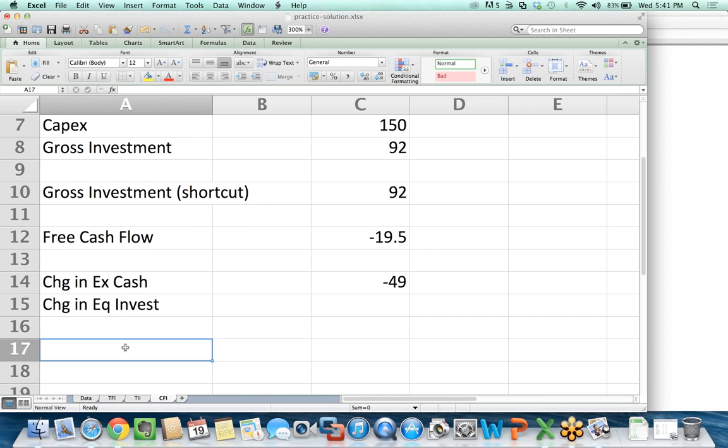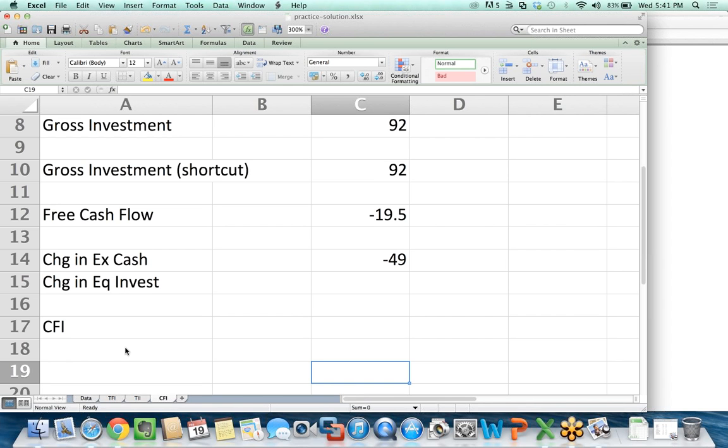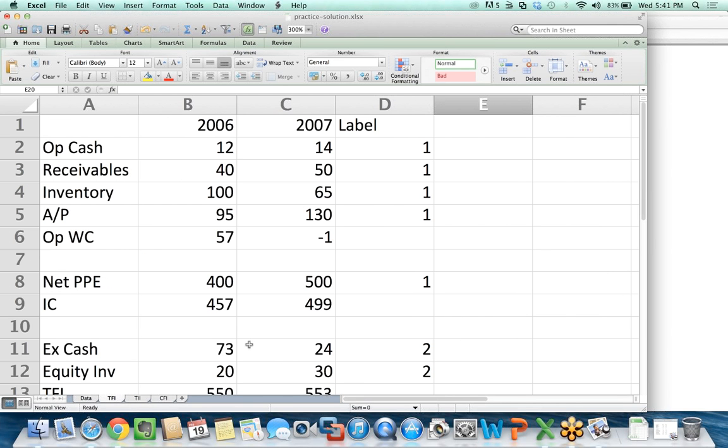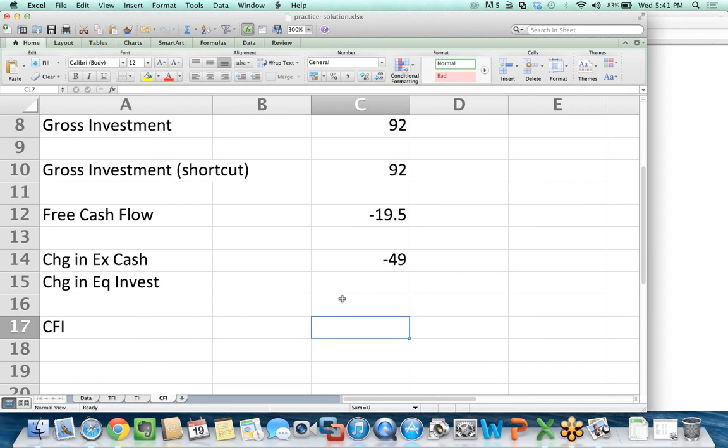Now, what I'm ultimately trying to get to is what we call CFI, cash flow available to investors. And as I mentioned in the video, we want to treat an increase in excess cash like moving money to our savings account. If we're moving money to a savings account, we're using our checking account to pay our bills. So in this case, we're going to have less money available to pay our bills, less cash flow available to pay our investors. So if my change in excess cash is negative, it is going to reduce my CFI, right? Because I'm basically taking away cash that otherwise could have been used to pay my bills.